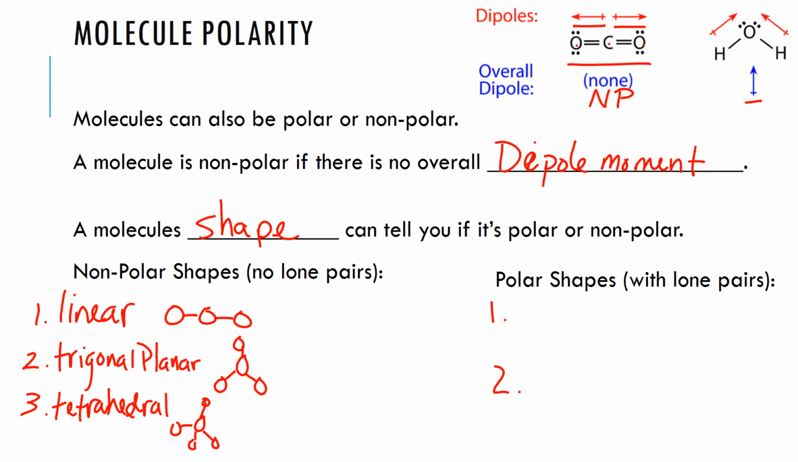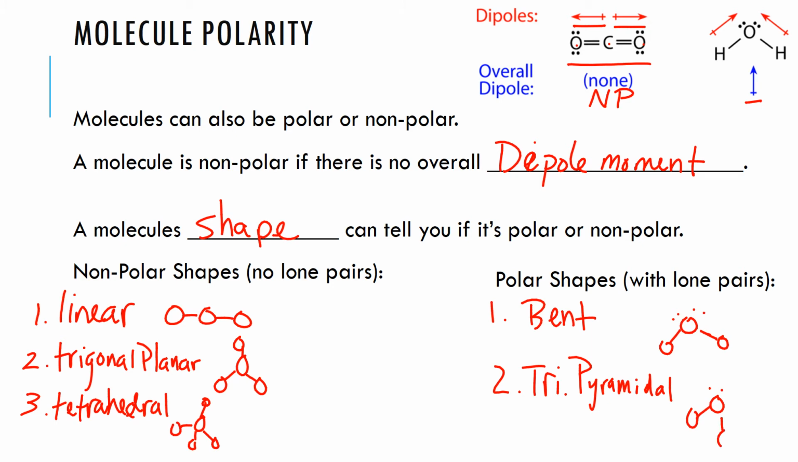All right, and the two polar shapes are bent and trigonal pyramidal. So bent will often look like this, and pyramidal looks like that. So you can see all the nonpolar shapes if you look at the diagrams. None of the molecules have lone pairs on the central atom. And in the two polar shapes, both of the examples have lone pairs on the central atom.